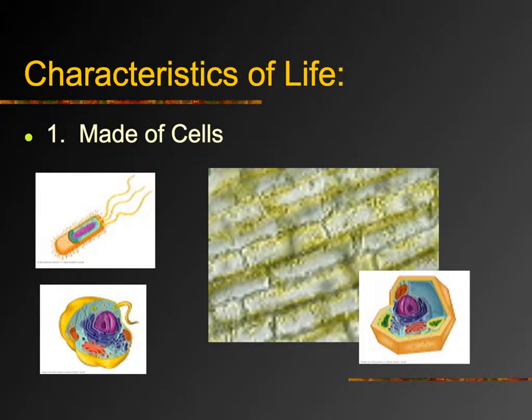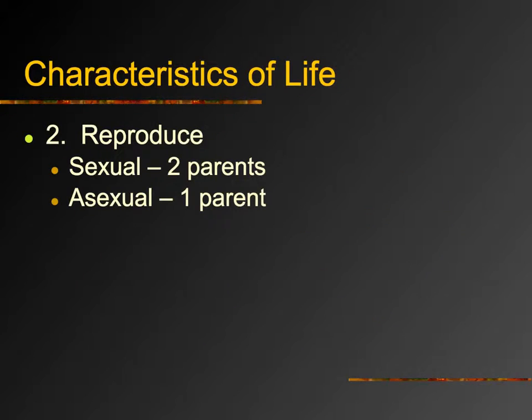So how do we actually know then if something is living or non-living? There are 8 basic characteristics that every living thing must have. The first characteristic is that all living things are made of cells. That's why they refer to cells as being the basic units of life. The second characteristic is that all living things must be able to reproduce.